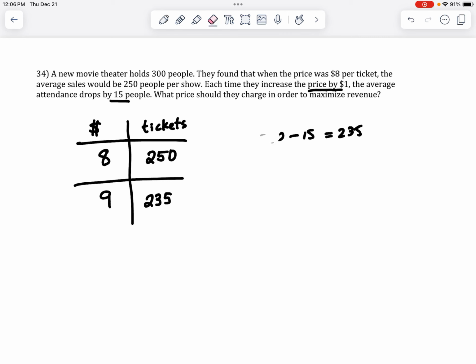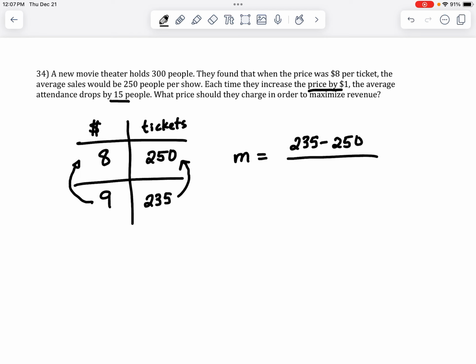And then from this, we can create what's called the demand equation. That's the economics term for it, but basically we just need to find the equation of the line. So first, find the slope. So subtract the two y values. So y2 minus y1 is going to be 235 minus 250. And then subtract the two x values, 9 minus 8.